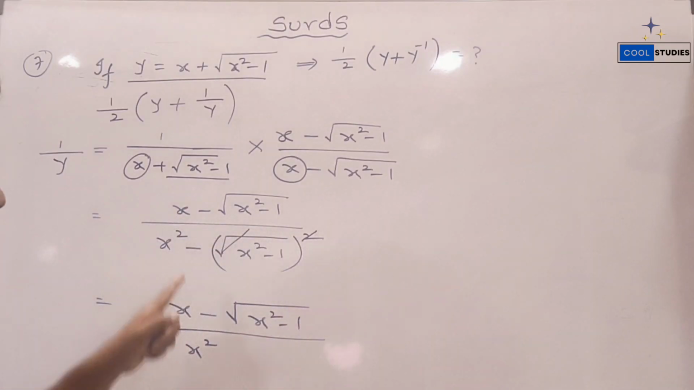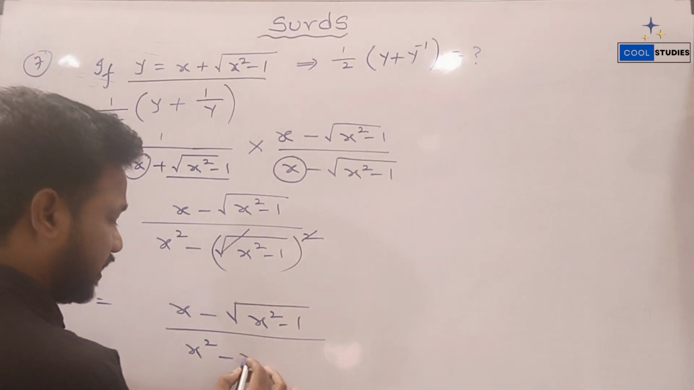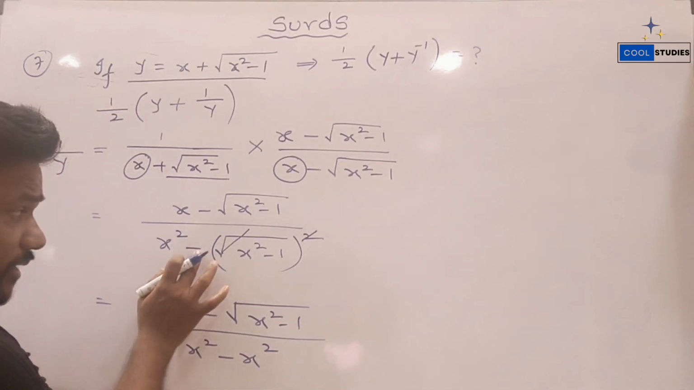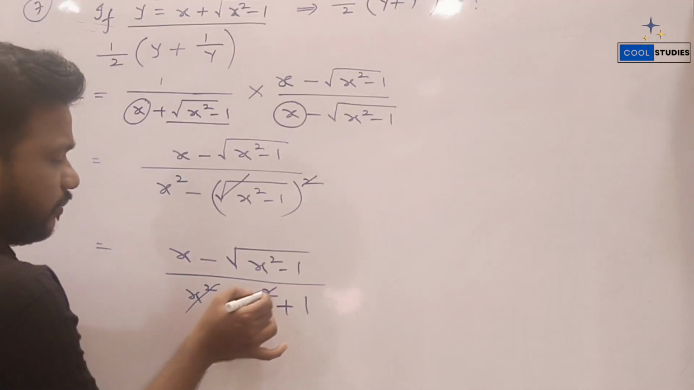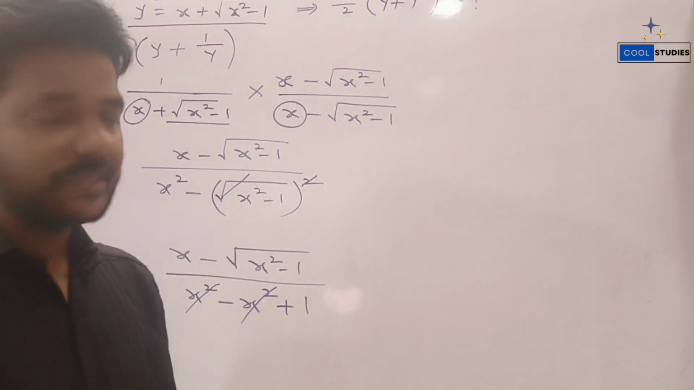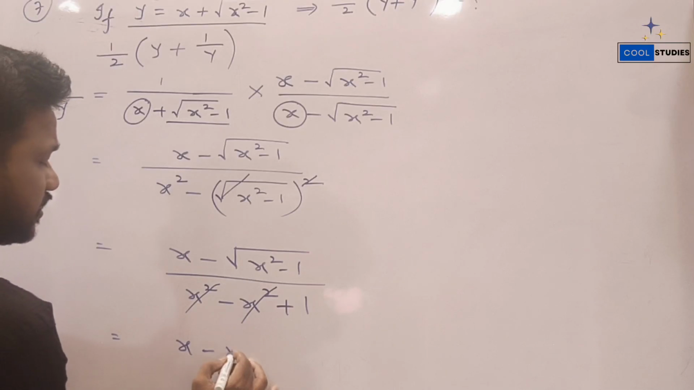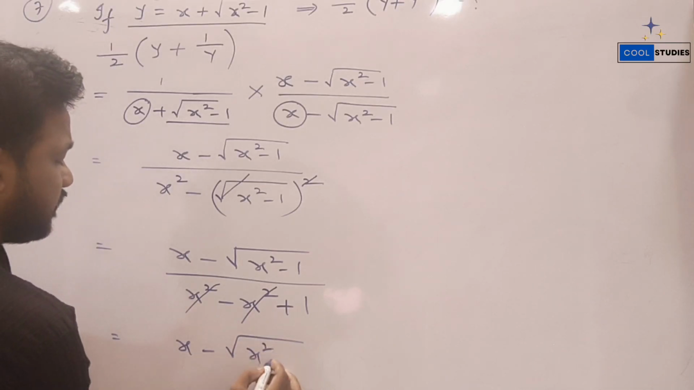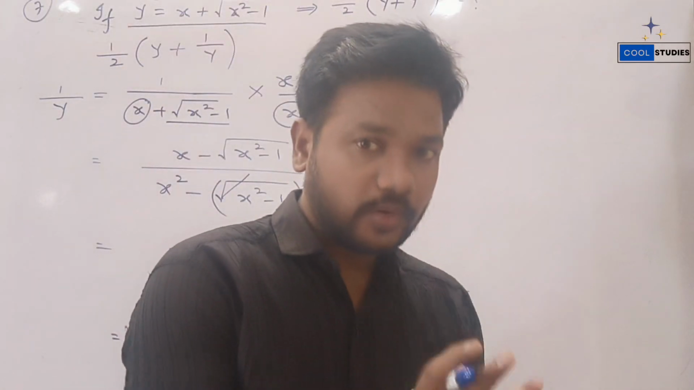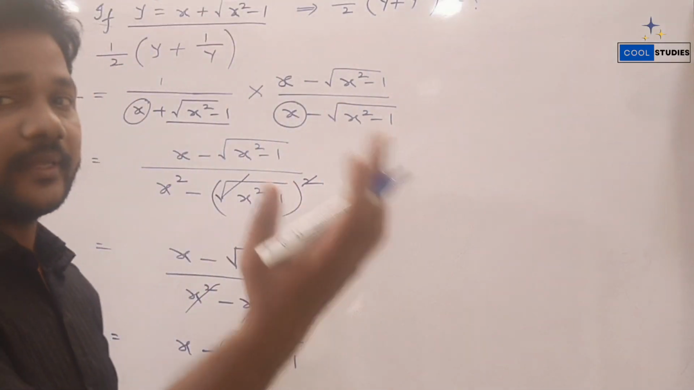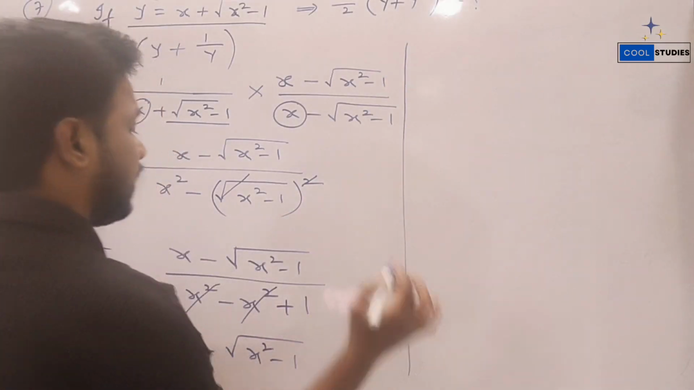here, x square, let us multiply with the minus sign here. Minus into x square is minus x square, and minus into minus is plus 1. Now plus x square and minus x square both are cancelled. So finally what we got here? X minus root over x square minus 1 we got. The value of 1 by y we got here is x minus root over x square minus 1.